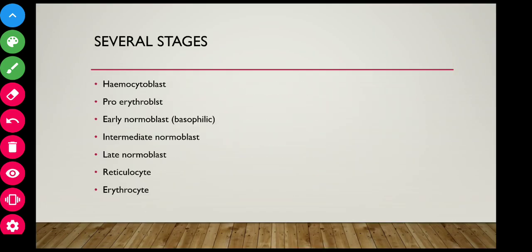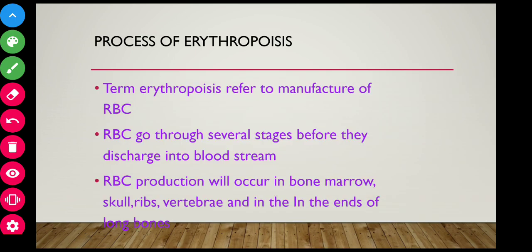So now we'll see erythropoiesis. What is erythropoiesis? The process of manufacturing of red blood cells. These red blood cells will go through several stages to form a matured erythrocyte. Here you can see RBC production will occur in the bone marrow.